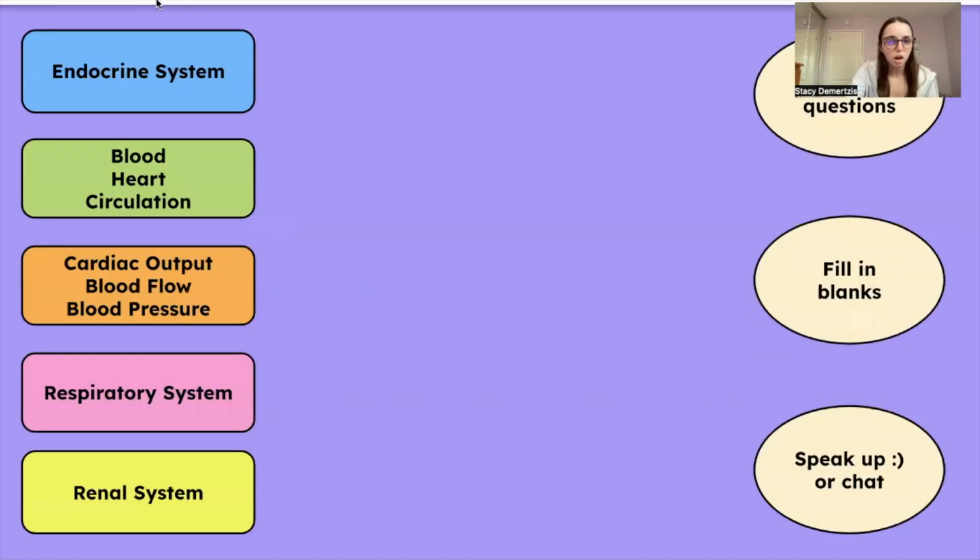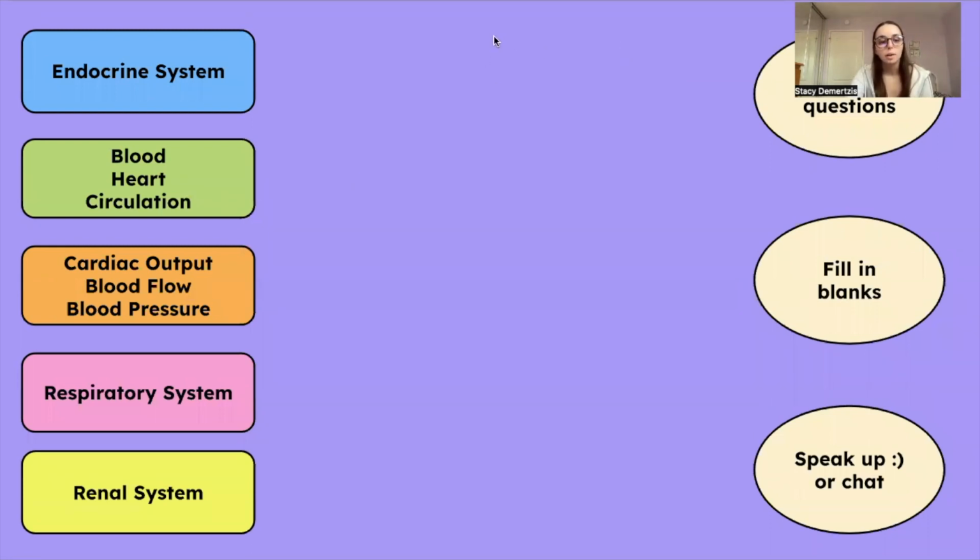All right, so some of the concepts that we will be going over today. For lecture exam 3, you learn a lot about the heart and blood and circulation and cardiac output and blood pressure. There's also information on the respiratory system as well as the renal system.